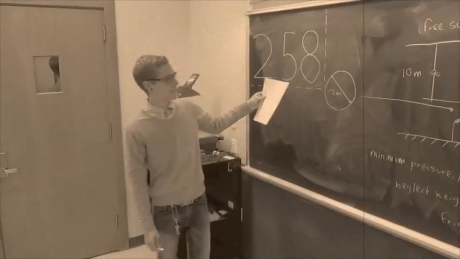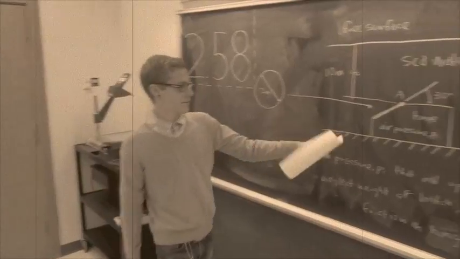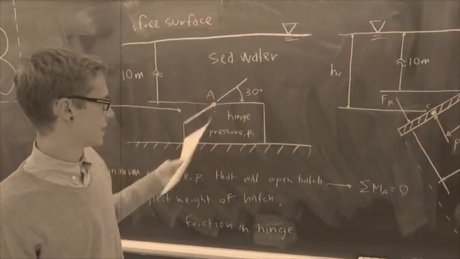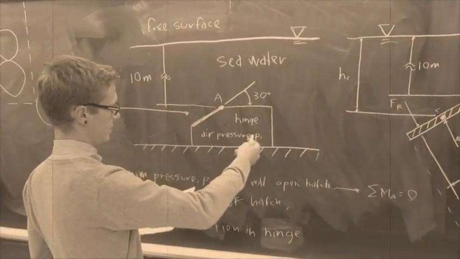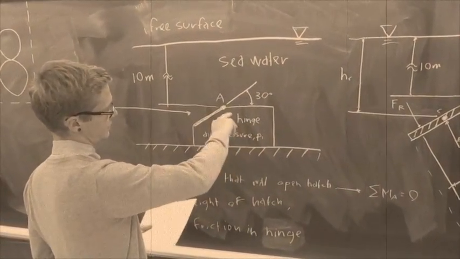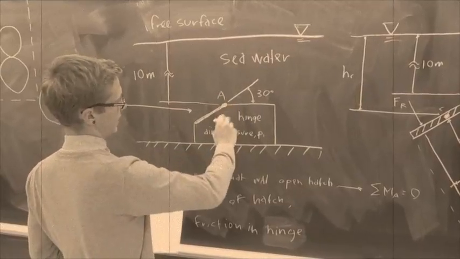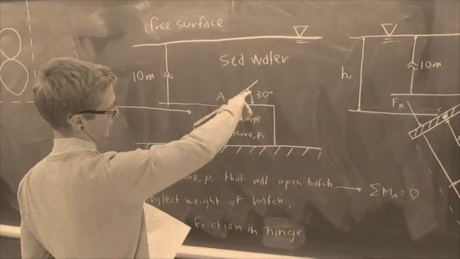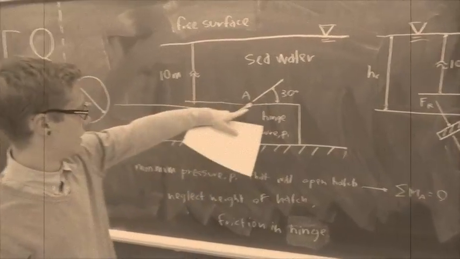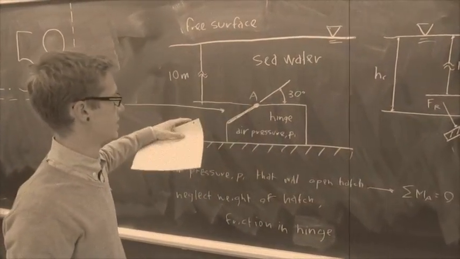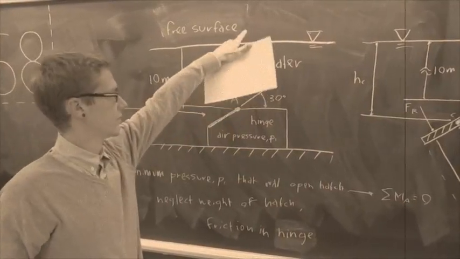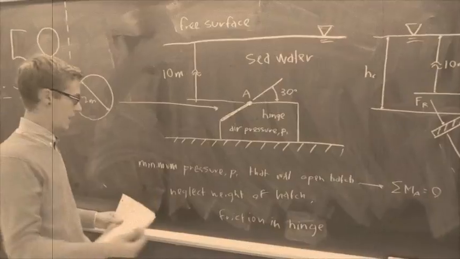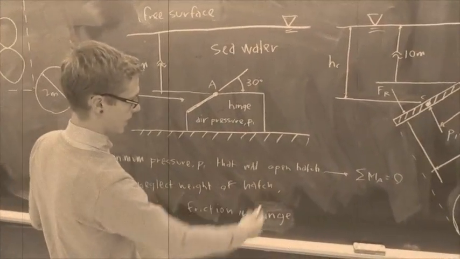Alright, so problem 2.58. You start off with this picture where you have basically a container in some liquid. It has a hinge. We'll call this point A, where the hinge is. It has a hatch that's oriented 30 degrees from the horizontal, as shown, and to the point where the hinge is, it's 10 meters. Above it you have seawater, the free surface, and then inside here you have air pressure. What they want you to figure out is the minimum pressure P1 that will open the hatch.